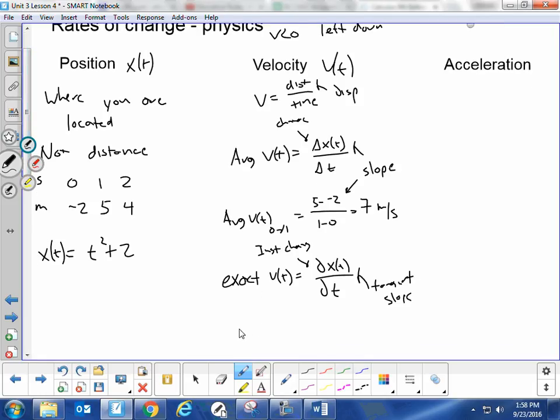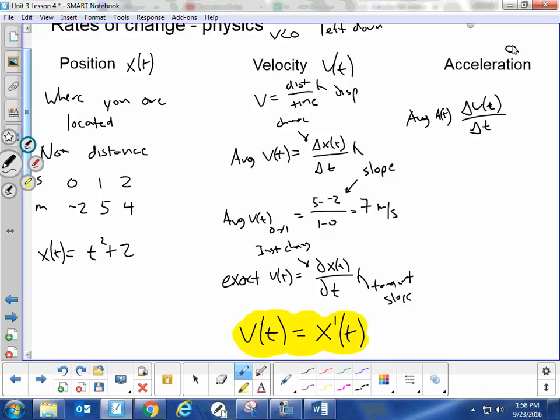So, turns out if you want exact velocities, which is just your velocity at any given time, exactly what it is, that's just going to be the derivative of your position function. Fascinating. The derivative of my position function is my velocity function. I will prove that to you in just a second. The same can be done with acceleration. It's just going to be the change in velocity over a change in time. Well, this would be the average acceleration.